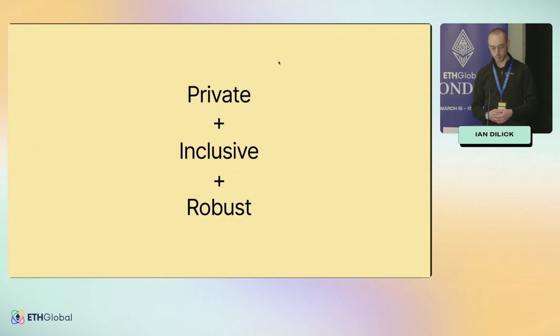World ID is built to be private, inclusive, and robust, right? All we want to know is that you're a human. We don't really need to know which human you are. As many people as possible need to have access to World ID, and we want it to be robust, ensuring that it really is just one verified World ID per real human.